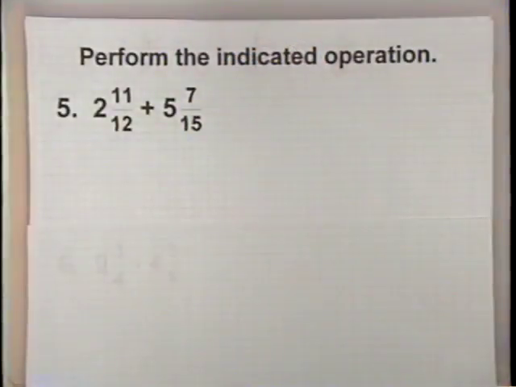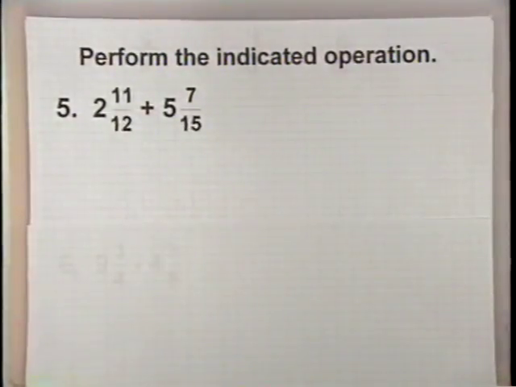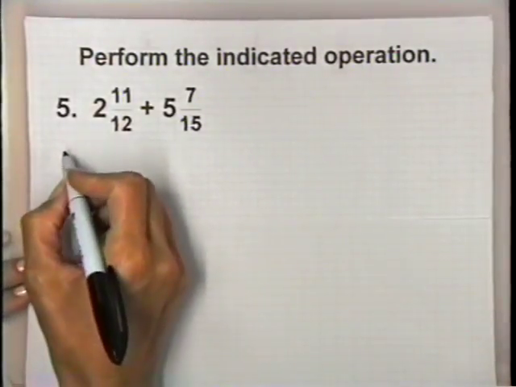Okay, let's work some problems where the fractional parts will not have the same denominator, so we'll need to find equivalent fractions for our fractions. Let's look at problem number 5. In problem number 5, we are adding 2 and 11/12 to 5 and 7/15. What we'd like to do is to go ahead and add the fractional part to the fractional part, but we cannot since those denominators are not the same. So we need to find equivalent fractions for our fractions. To do that, we want to find the LCM.